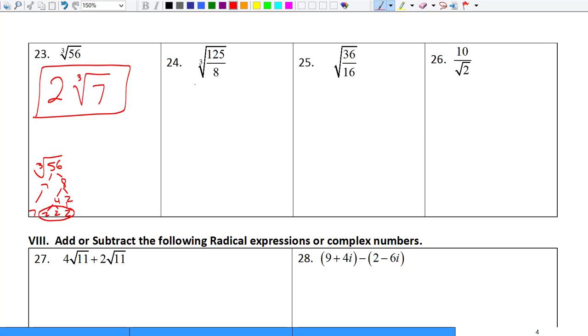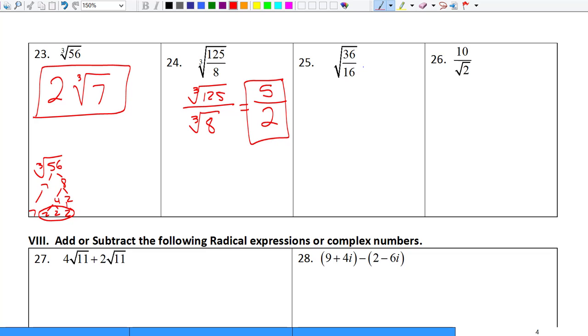Now, number 24, we have the cube root of a fraction, which seems really hard, but in this case, it's not that bad. We're just going to take the top over the bottom. Some of you might be thinking, oh, I have to rationalize. No, it's not even that difficult. The cube root of 125, that's just 5. That's one of those that you're supposed to memorize. The cube root of 8, that's 2, because 2 times 2 times 2 is 8. And that's it. You just take the cube root of the top and the cube root of the bottom. In this case, they were perfect, and it was pretty easy.